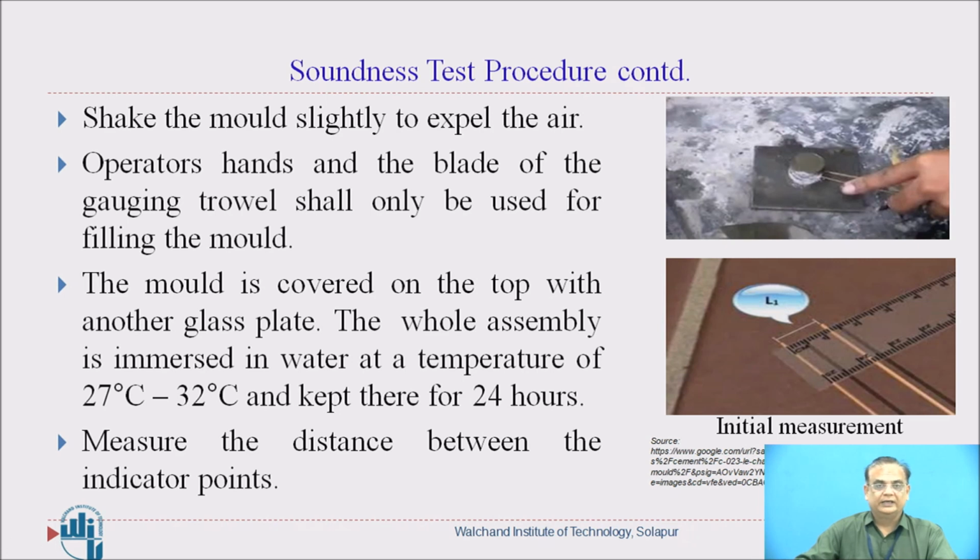So water is taken in a pot, and under water this particular assembly is immersed for 24 hours. The water should be clean, remember. Measure the distance between the indicator points. So after 24 hours, what will be done? You have to measure the initial distance between the indicator points using the vernier caliper.